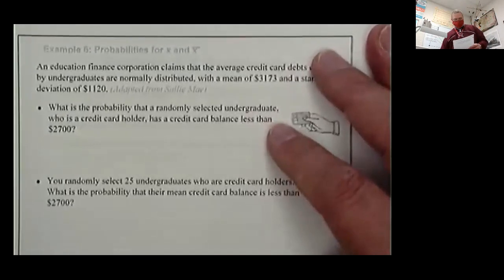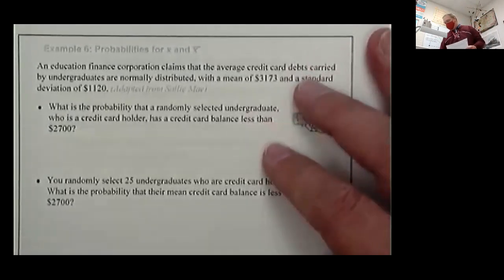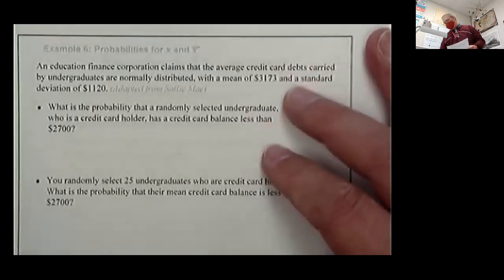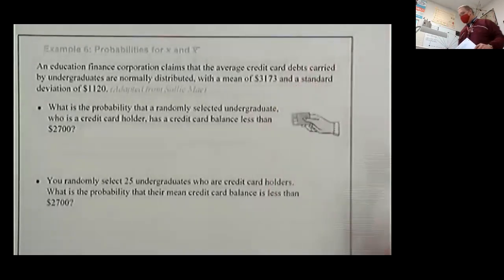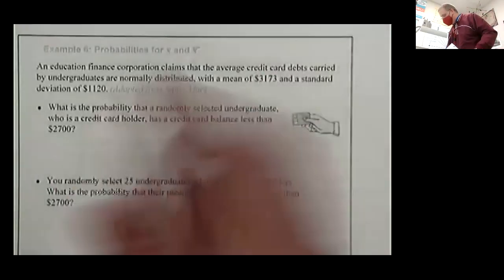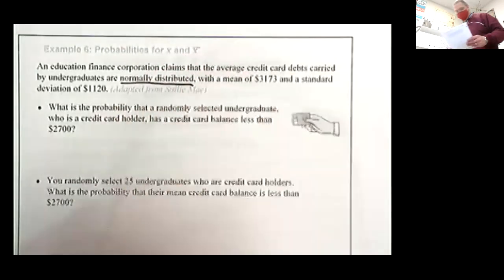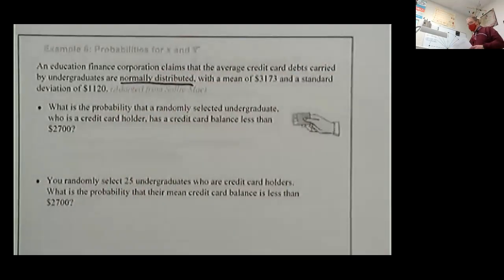An education finance corporation claims that the average credit card debt carried by undergraduates is normally distributed with a mean of $3,173 and a standard deviation of $1,120. Can we do the problem? Well, it tells us that they are normally distributed. So yes, we can do the problem. Part A, or the first part: what's the probability that a randomly selected undergraduate who is a credit card holder has a credit card balance less than $2,700?